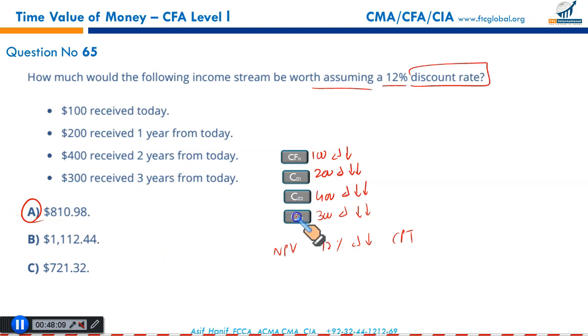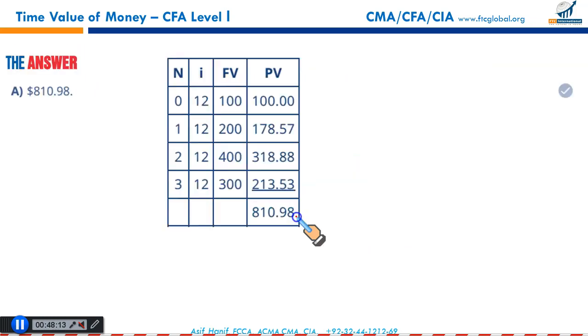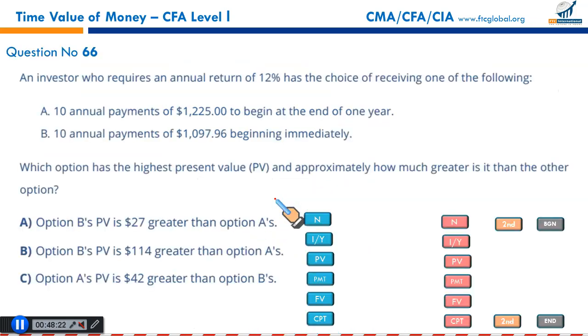If you have cash flow streams this way, and you need to calculate the present value, use the NPV function, and you will definitely get your result. Doing it this way will take time. Calculating the present value of each cash flow separately is time consuming. Use the NPV function to get your result.